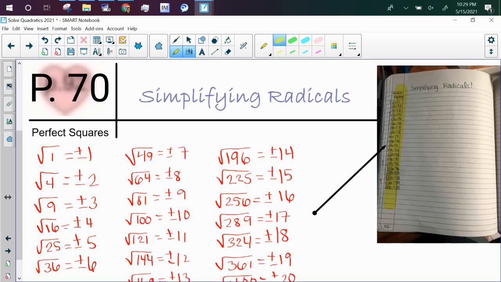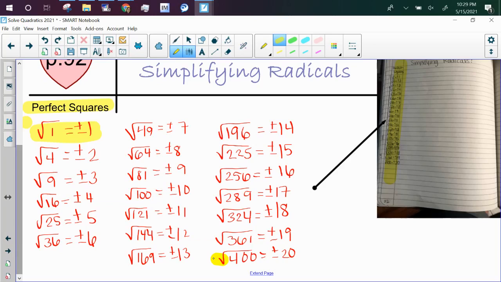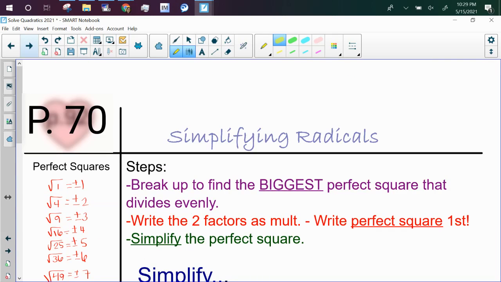Right here, we are going to write perfect squares, and then we're going to list this in one big column. So all the numbers from 1 all the way down to the square root of 400, that is positive or negative 20. So pause the video, write all of these all in one big row down the side of your paper. Great, you're done.